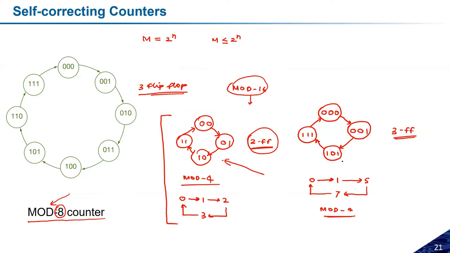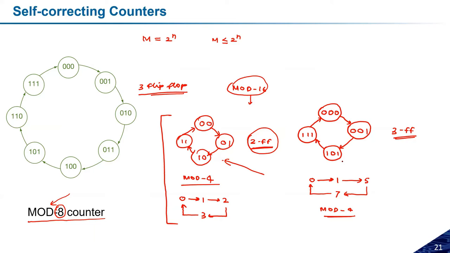So it is not necessary that if I have a mode four counter, I need only two flip flops to design it. No, this is not true. This may be one of the necessary conditions, that a minimum of two flip flops is required. But what is the maximum number of flip flops needed? We cannot claim that. That depends on the number of bits that we want.